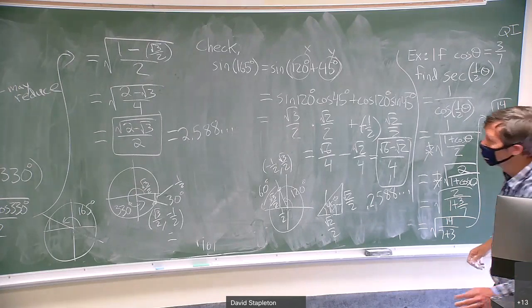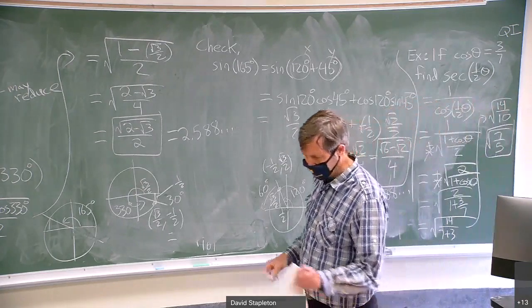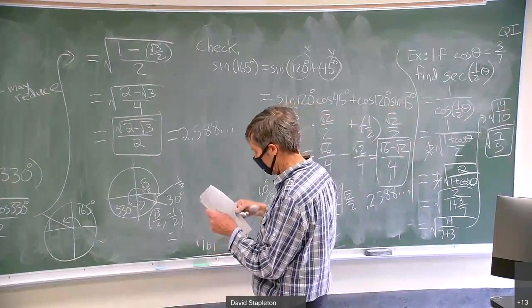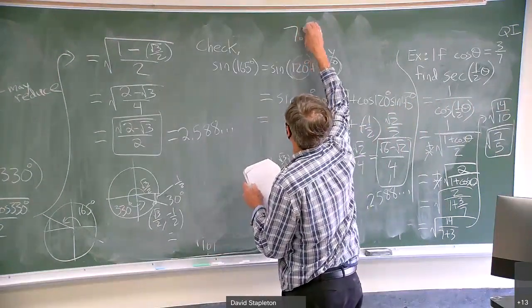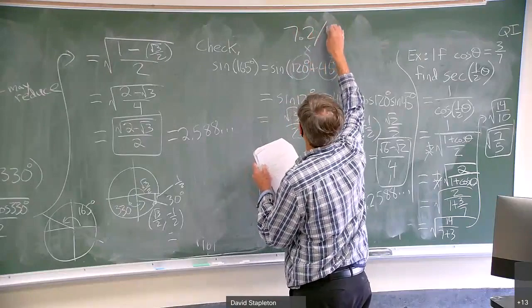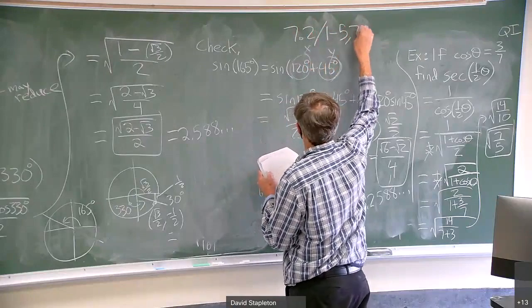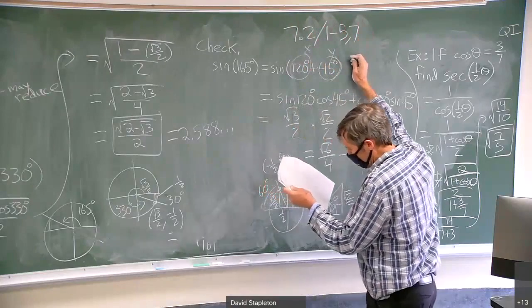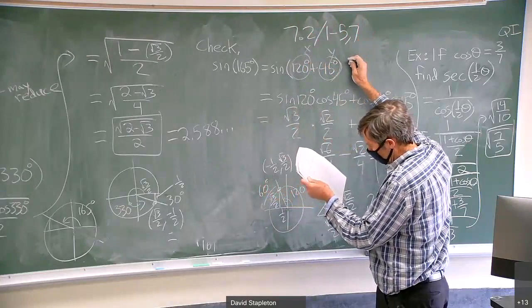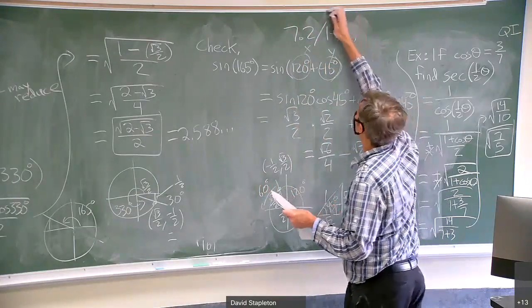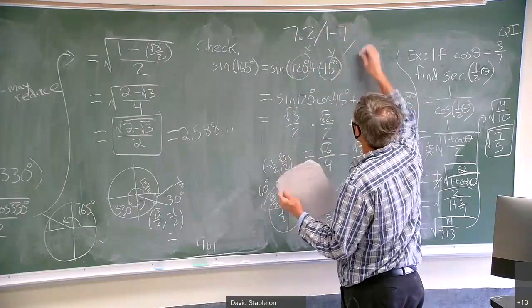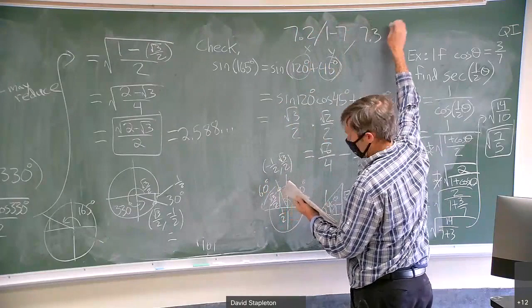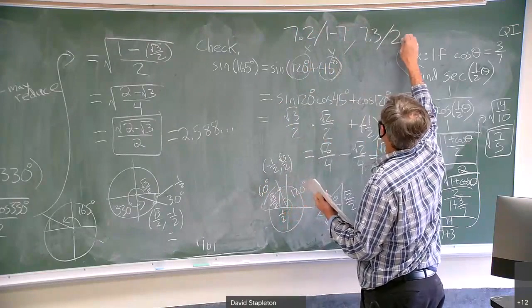That's it. What I'd like you to do then is, if you haven't tried the sum and difference identity, 7.2, make sure you do those. That's 1 through 5 and 7. I left out a couple of those in there. Actually, do 1 through 7. That's what I said. 1 through 7. And then on 7.3, you want to look at 2 through 9.